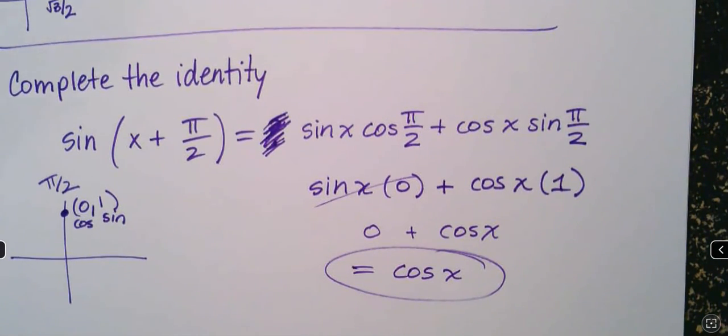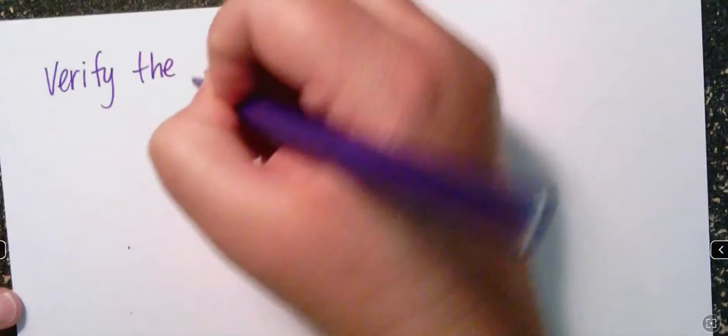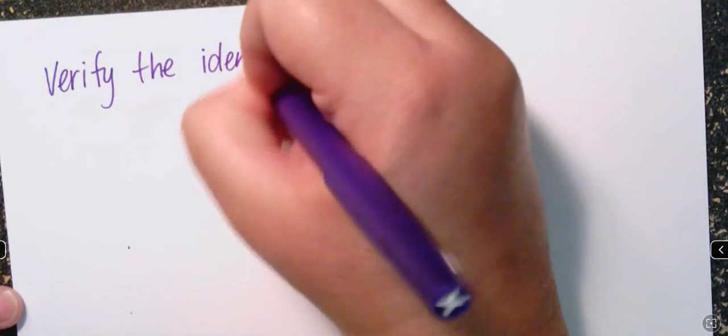All right. Now let's look at another one where they're actually asking me to verify an identity, because this is something else I can be asked to do. So verify the identity. Sorry, you can't see it.